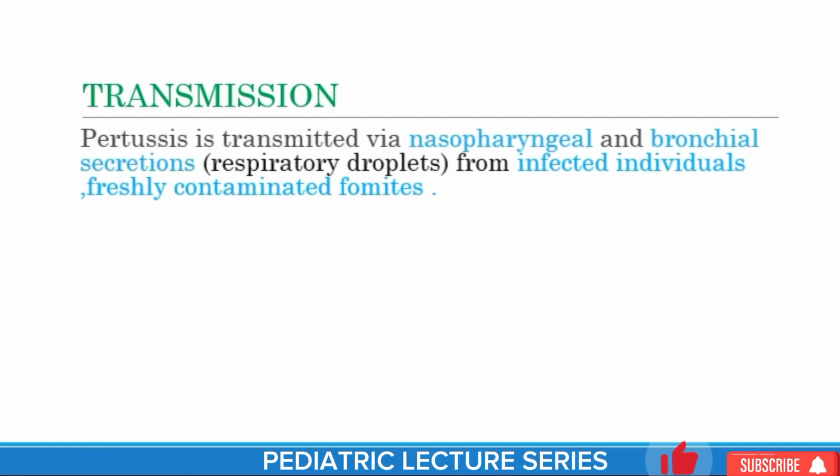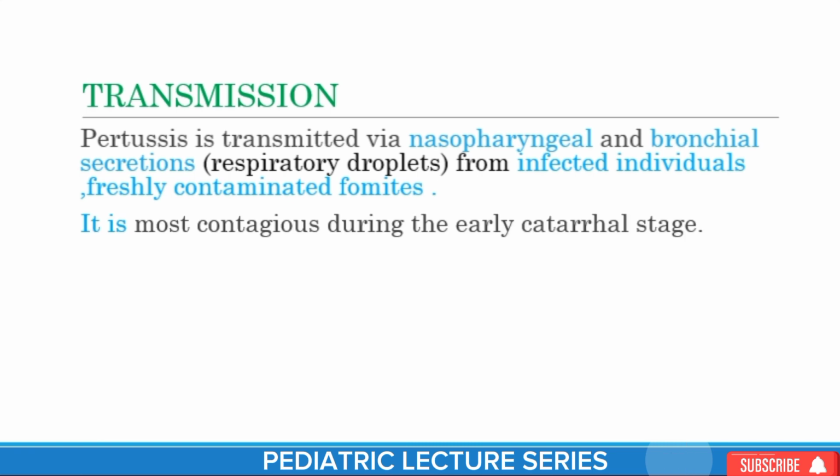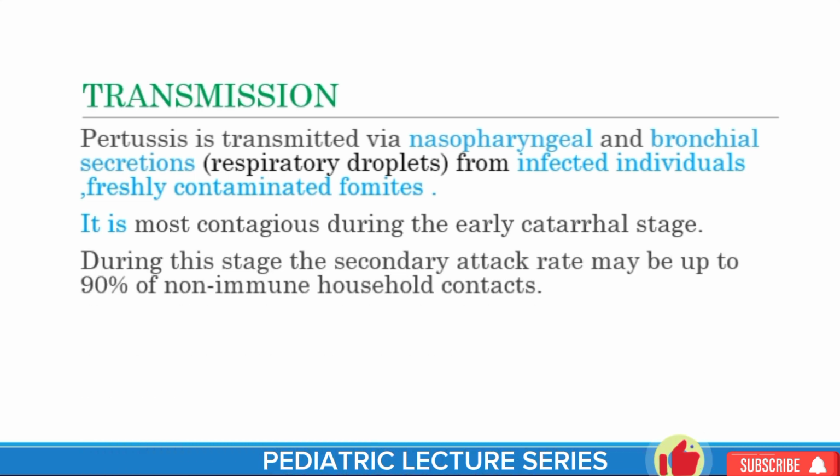How is it transmitted? Pertussis is transmitted via nasopharyngeal and bronchial secretions. These are respiratory droplets from infected individuals or freshly contaminated fomites. Therefore, it's most contagious during the early catarrhal stage. We are going to look at the stages of the infection or how the disease progresses. So it's very contagious in these early stages, and that is up to 3 weeks.